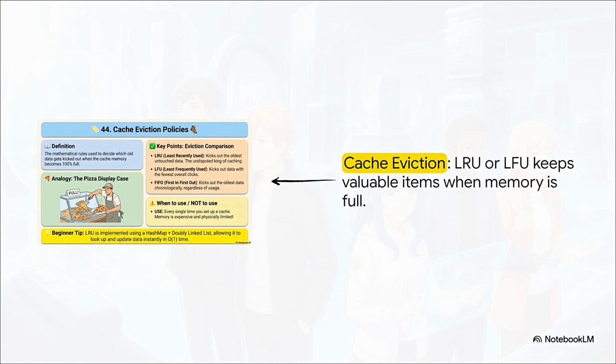The thing is, memory is expensive. It's physically limited. So what happens when your cache is 100% full? Well, you need mathematical rules, cache eviction policies, to ruthlessly decide what stays and what goes. Think of your cache kind of like a pizza display case. You only keep what's selling hot right now. The undisputed king here is LRU, or least recently used, which just kicks out the oldest untouched data. Alternatively, you've got LFU, least frequently used, which boots out data with the fewest overall clicks.